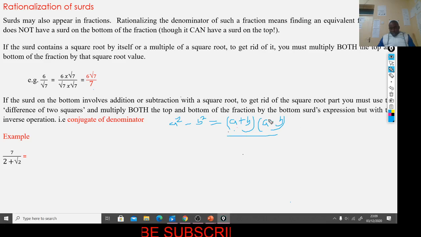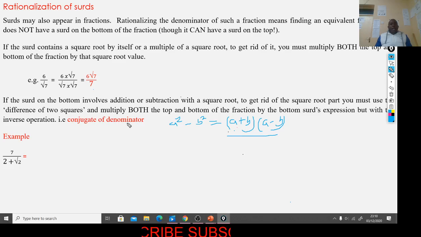So we shall apply this to eliminate the surd in the denominator. You multiply both the top and the bottom of the fraction by the bottom surd expression, but with the inverse operation. That is, we conjugate the denominator.